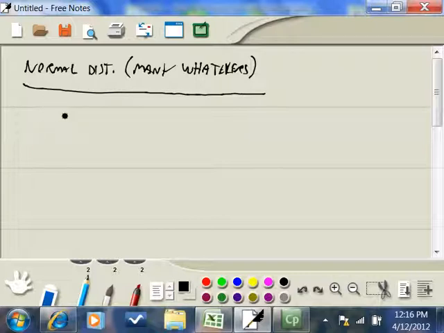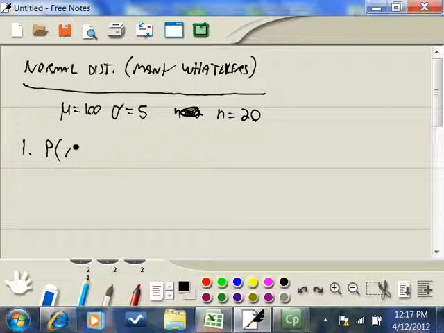Now, on these examples, my mean, let's say, is 100, and our standard deviation is 5. And I'm going to be dealing with n equal to 20. And it doesn't matter what we're talking about. 20 students and their blood pressure or whatever that might represent. IQs. Our first one: probability that x is going to be less than 95.